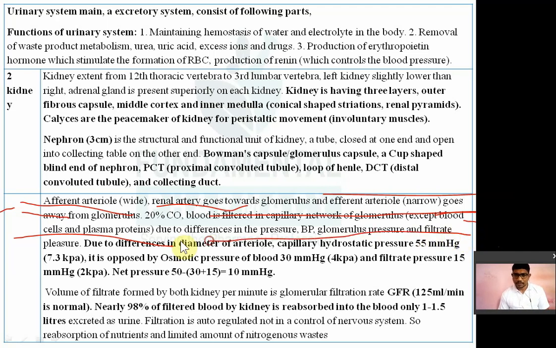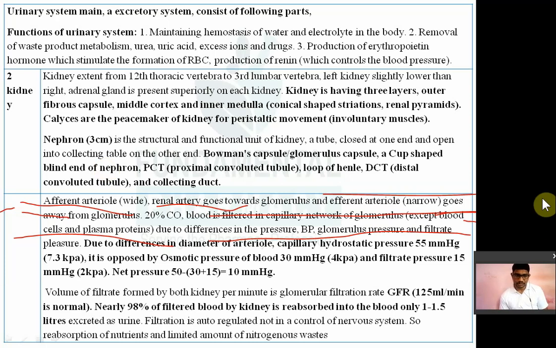So blood pressure, glomerulus pressure, and filtrate pressure. There are three different kinds of pressure. Blood pressure normal, then glomerulus pressure and filtrate pressure. These three decide the rate of glomerular filtration. So how much blood will be filtered in the glomerulus, who will decide? The blood pressure, then the glomerular pressure, and the filtrate pressure. We'll see what that is.